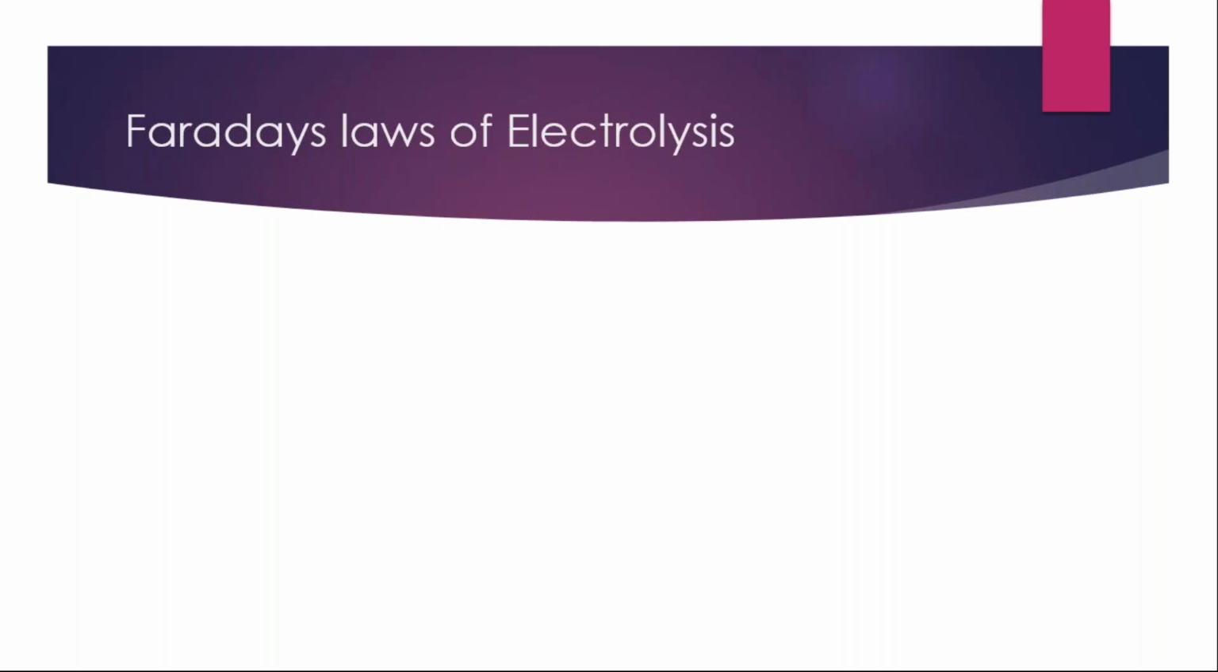What are these three factors? The first is the magnitude of the steady current passed. What amount of current is being passed through the electrolyte? That's number one. Number two, the time of flow of the steady current. And number three is the charge on the ions of the element that has been liberated. Those are the three factors that Michael Faraday put together to bring us the laws of electrolysis.